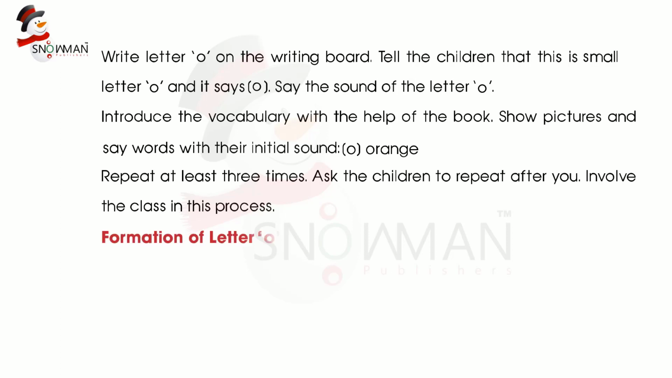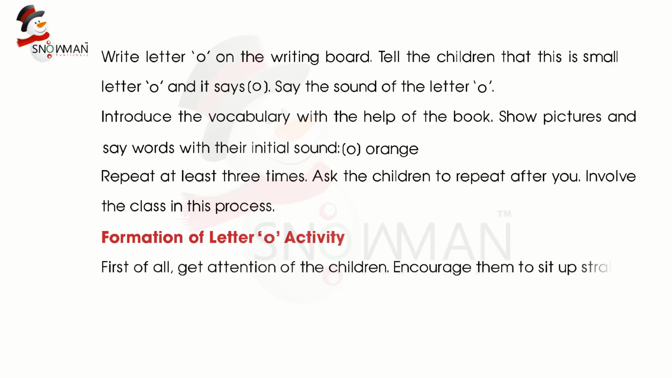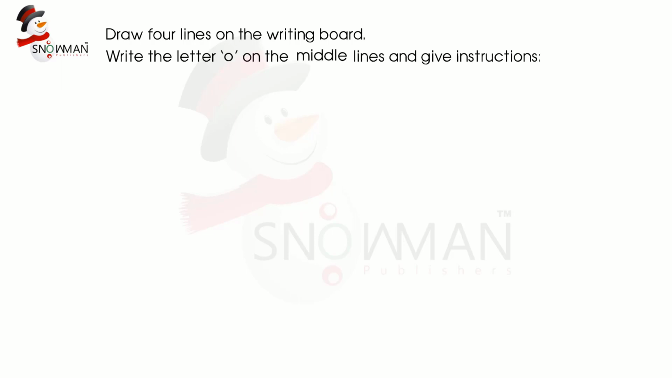Formation of letter O activity. First of all, get attention of the children. Encourage them to sit up straight and not bend their backs. Draw 4 lines on the writing board. Write the letter O on the middle lines and give instructions.